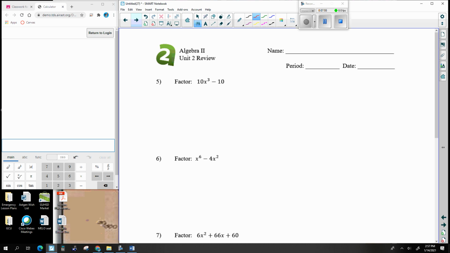Here I can GCF out a 10. So it leaves an x to the third minus 1. Now this is perfect cubes. So the perfect cube, square out, which is x squared and 1. Multiply to the middle, 1 times x is 1x. And then so, same, opposite, always positive. Outside 10, along for the ride.